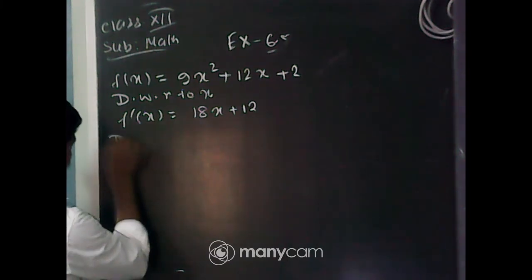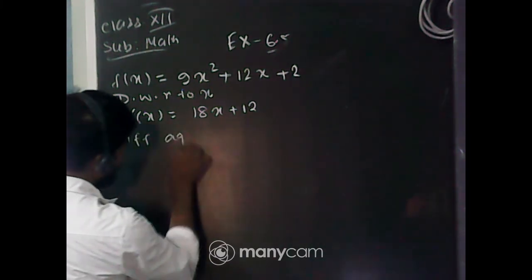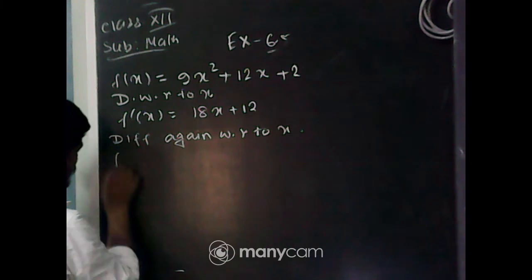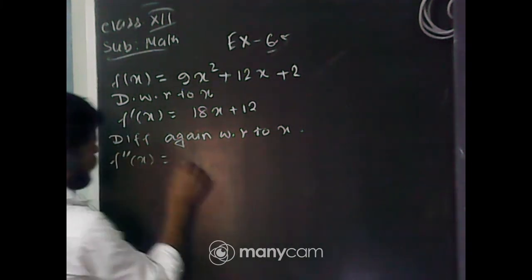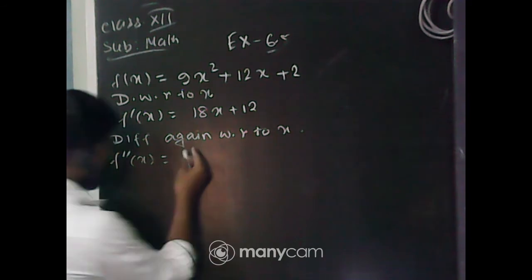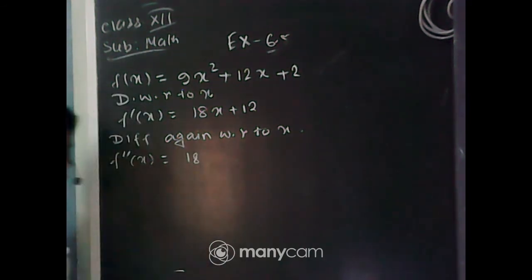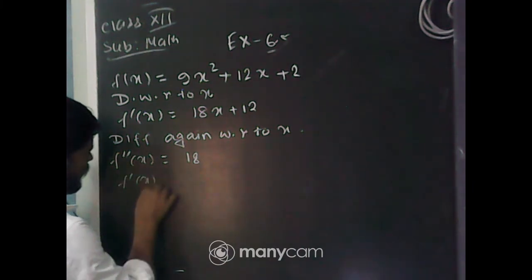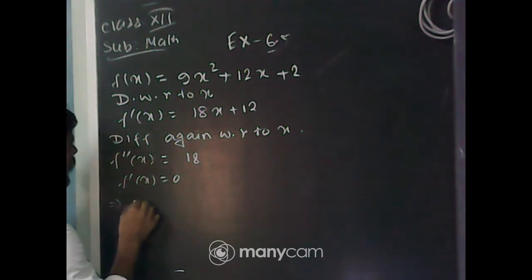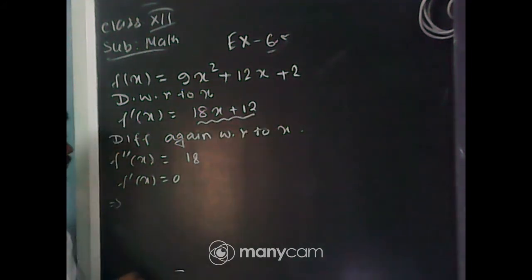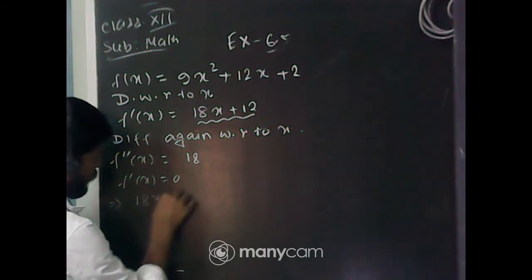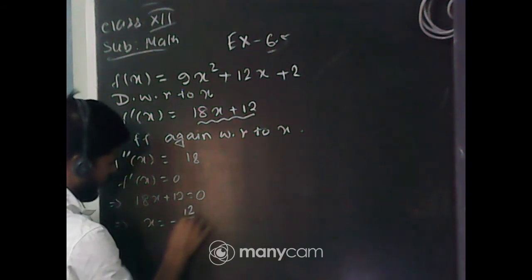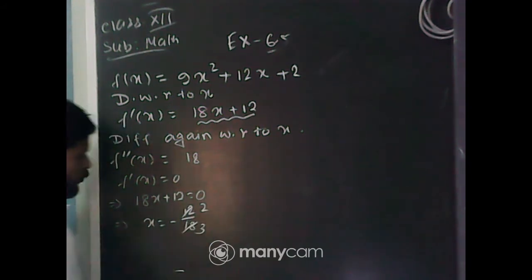And also find f double dot x, meaning differentiating again with respect to x. We have f double dot x is equal to the derivative of 18x plus 12, which is actually 18. Now find the critical point. The critical point is given by f dot x equal to 0. That means 18x plus 12 is equal to 0, so the value of x will be minus 12 by 18, that means minus 2 by 3.